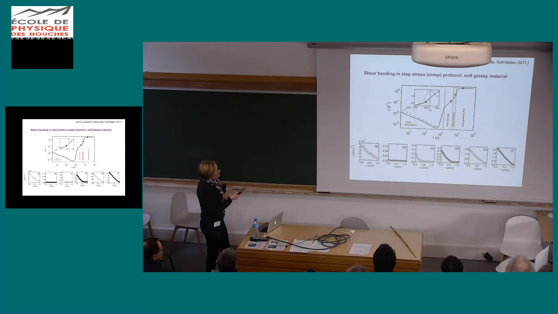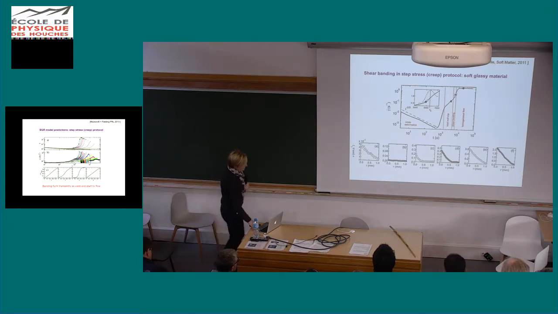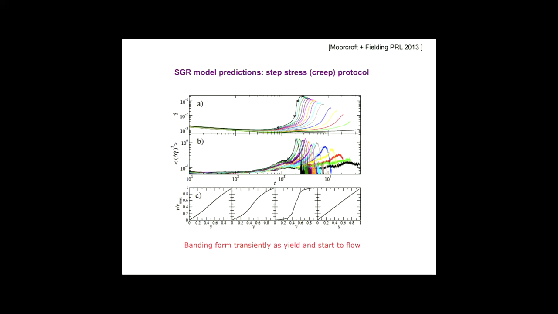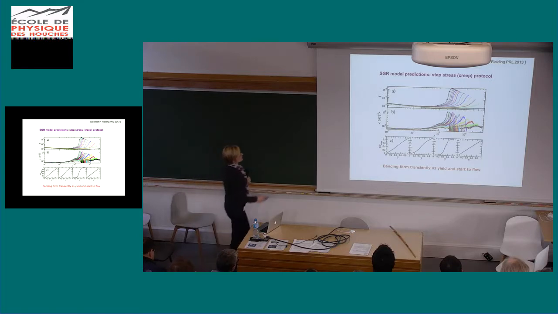Nonetheless, as well as wall slip, one does see a regime of bulk shear banding, as you can see at these two times here. So there's a high shear band coexisting with a low shear band, and then it eventually goes to homogeneous flow. So we explored this here in the SGR model as suited to capturing shear banding.